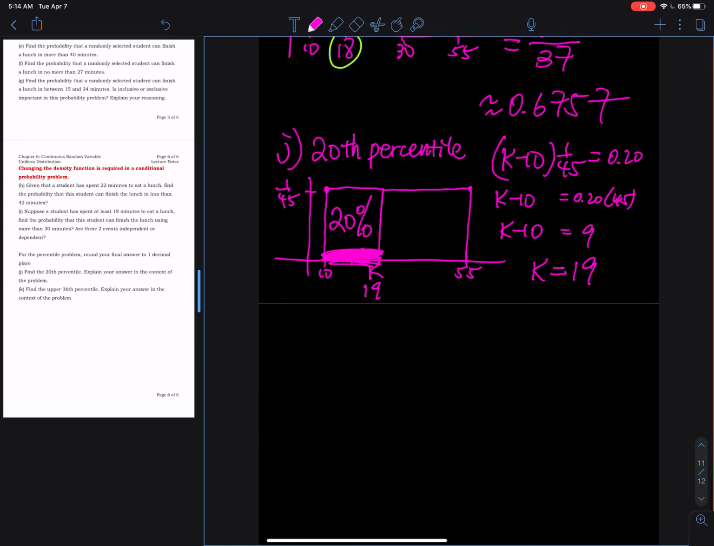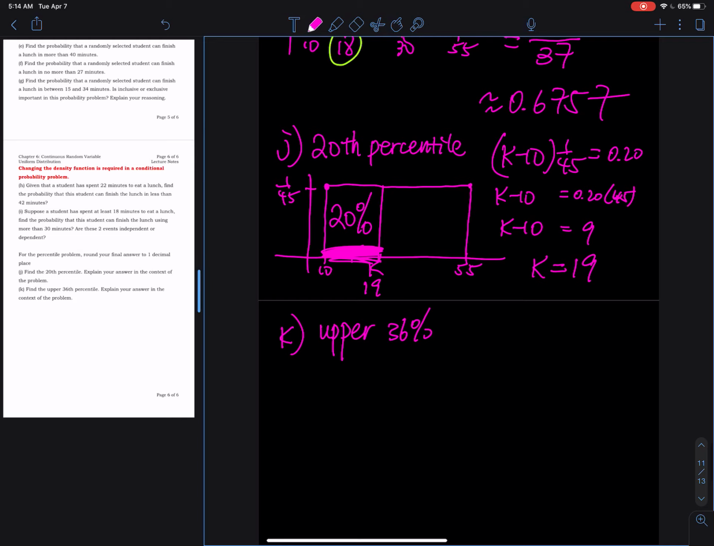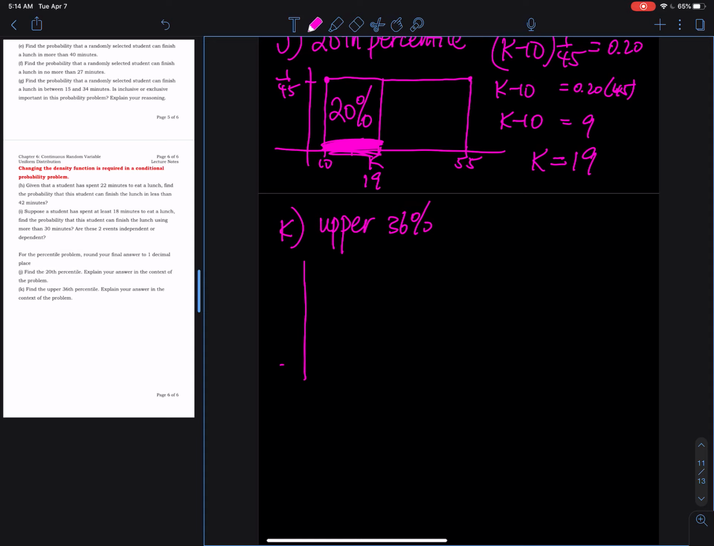All right, last one. Okay, the upper 36, when you see the word upper, that means 36% on the right side. If you talk about this in terms of exam score, it's like the top 36%, the highest 36% score. So that's what the upper means. From 10 to 55, you have 1 divided by 45. So let's cut 36% right on the right side, and this is k.